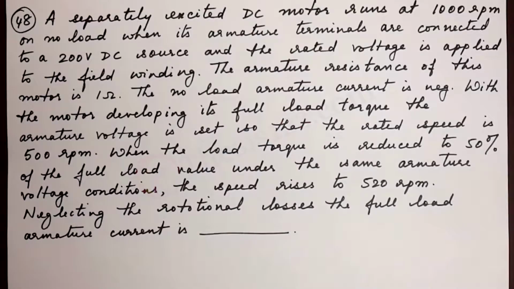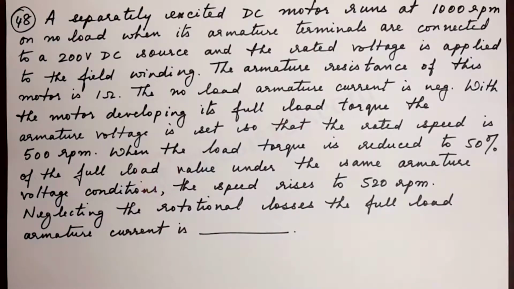Next question, number 48. A separately excited DC motor runs at 1000 rpm on no load when its armature terminals are connected to a 200 volts DC source and the rated voltage is applied to the field winding. The armature resistance of this motor is 1 ohm. The no-load armature current is negligible.